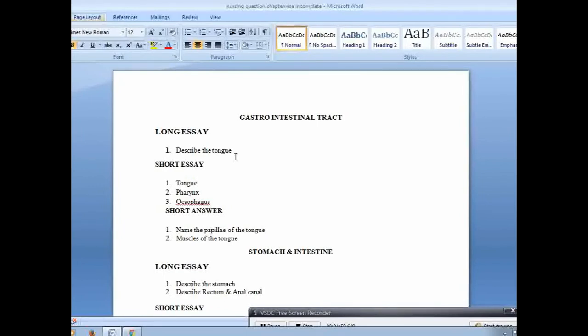Describe the tongue. So here you can mention about how the tongue is formed, the muscles of the tongue, the different surfaces of the tongue, different parts of tongue like root, tip, body of the tongue, different papillae of the tongue. You can also mention about the nerve supply, the blood supply of the tongue, actions of different muscles, right?